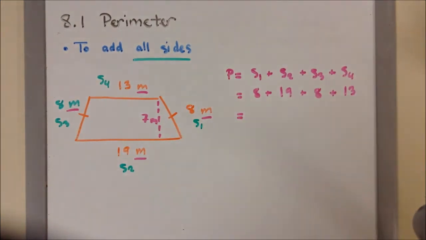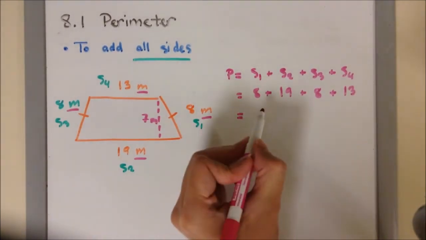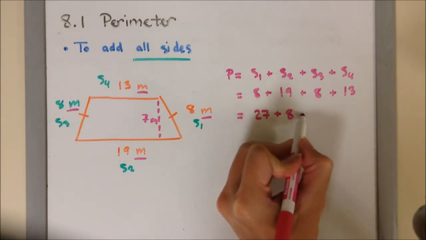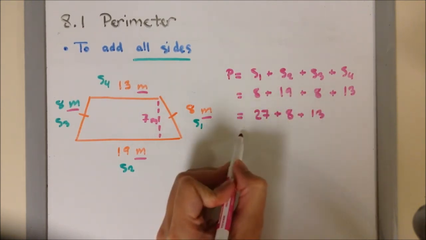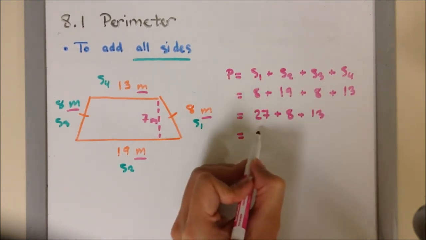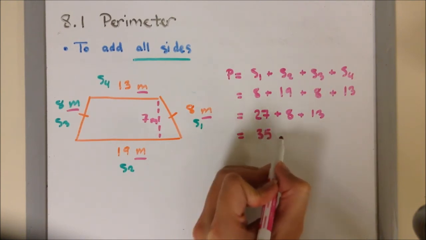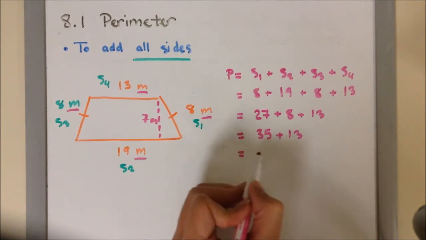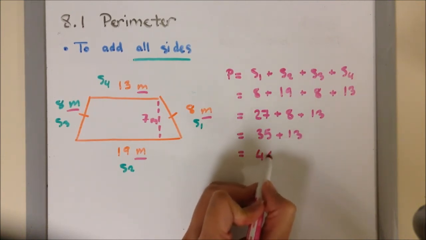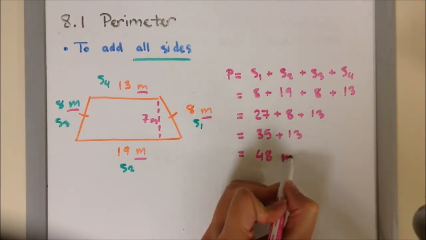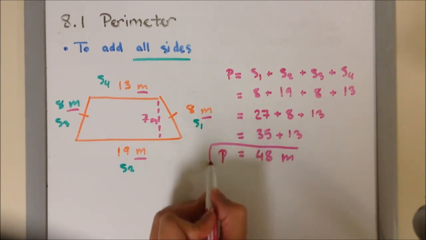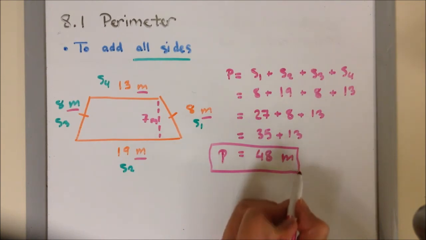Alright, adding, starting from the left. So 8 plus 19 is 27. 27 plus 8 is 35. And then 35 plus 13 is 48. 48 meters. So the perimeter is 48 meters. Here's our final answer.